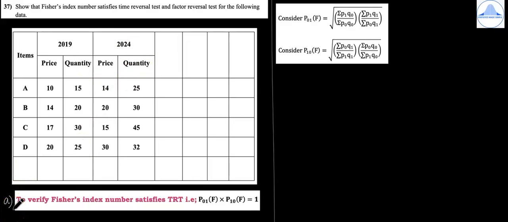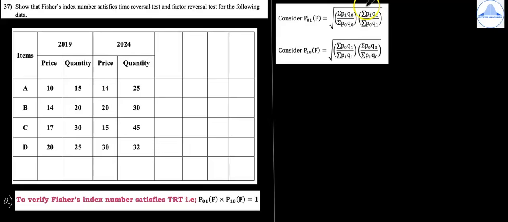Now let us write the condition for the time reversal test. Subdivision A: to verify Fisher's index number satisfies TRT, that is P01 of F into P10 of F is equal to 1. This will carry 1 mark. Remember that when we write the formula for P01 of F and P10 of F, we do not multiply by 100, because it should be considered only as a ratio and not expressed in terms of percentage for TRT and FRT. So let us first write the formula for P01 of F.